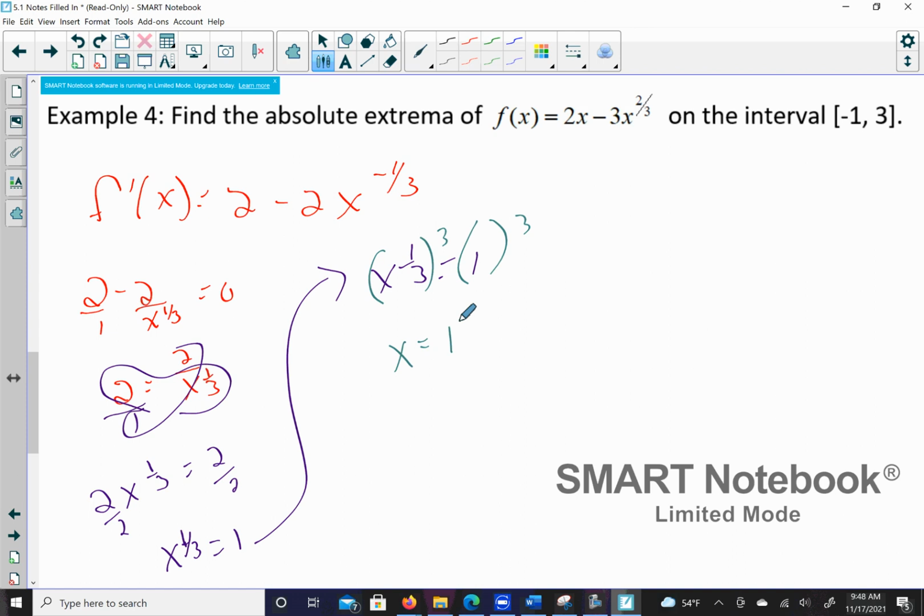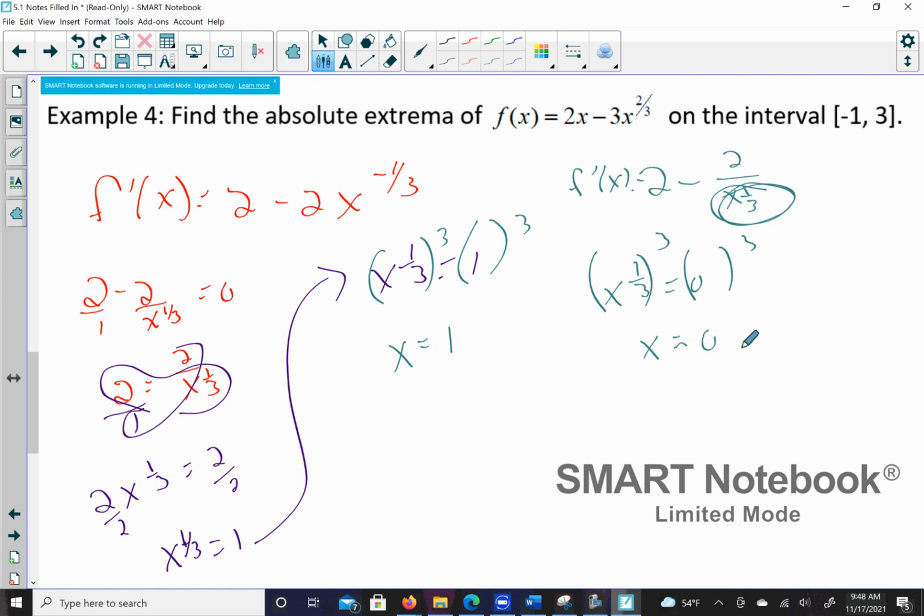That's when my derivative is equal to 0. But I have to be careful, because when I write my derivative as 2 minus 2 over x to the 1/3, which is the way I probably should have written it to start with, I see that I do have x in the denominator. So this will be undefined when x to the 1/3 is equal to 0. Raise both sides to the 3rd power. So x is equal to 0, because 0 raised to any power is going to be 0. So 0 is also a critical number. So my critical numbers are going to be 1 and 0. My interval is going to be -1 and 3. So I'm going to check all 4 of those points.